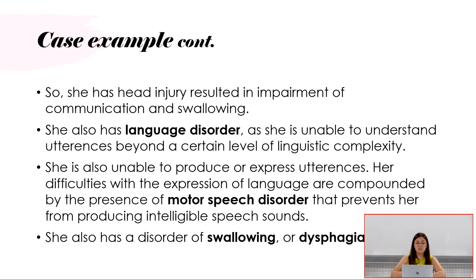We say it as she can't understand utterances beyond a certain level of linguistic complexity. We say that she has a language disorder. Also, when she wants to say something or utter a word, when she wants to explain something, she can't use her speech apparatus. That means that she has also motor speech disorder, and that disorder prevents her from producing intelligible speech sounds. Also, she has swallowing disorder, which shows that she can't eat on her own.